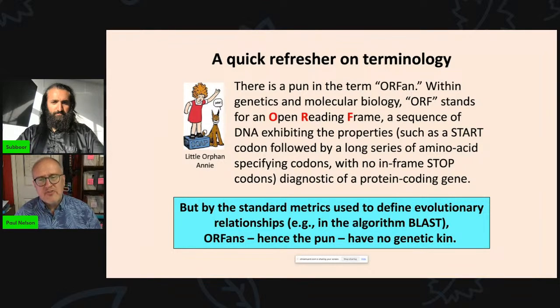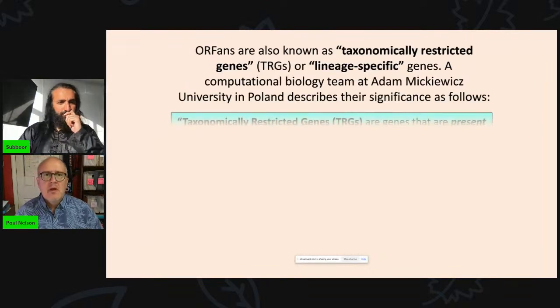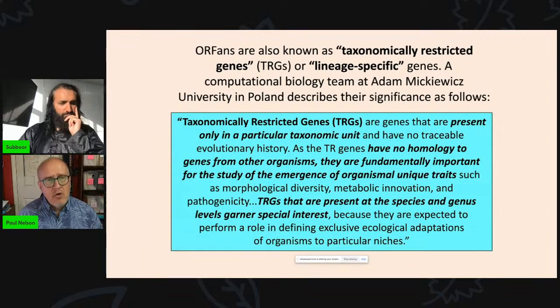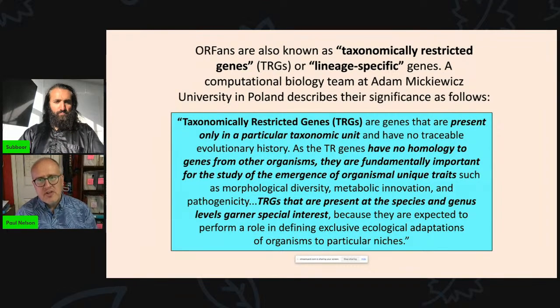By the standard metrics used to define evolutionary relationships, such as in the widely used matching algorithm BLAST, orphans have no genetic kin. Probably today, they're known more frequently as taxonomically restricted genes or lineage-specific genes. A team in Poland working on bacterial orphans, in a recent paper put it this way: taxonomically restricted genes are genes that are present only in a particular taxonomic unit and have no traceable evolutionary history.